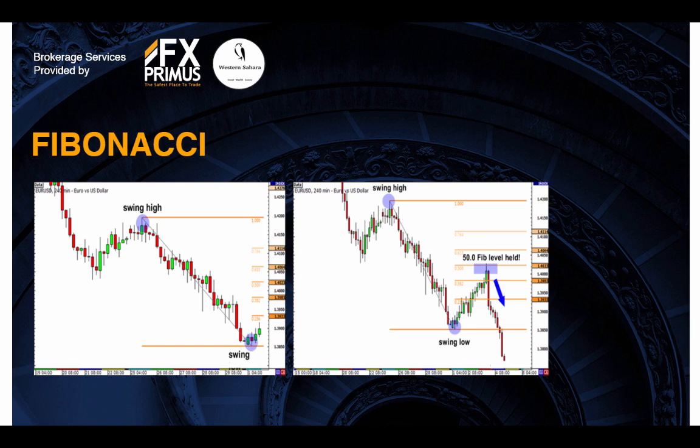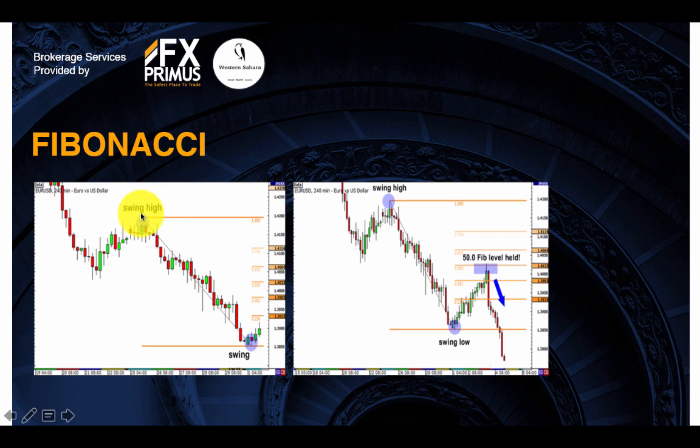After years and years of trading and research, I found out that the most important level in the Fibonacci sequence is actually the 50 Fibonacci level. As you can see here, this 50 Fibonacci level is very important. Now, how do I use the 50 Fibonacci level? It's simply done like so.